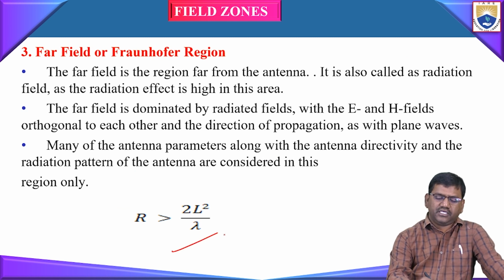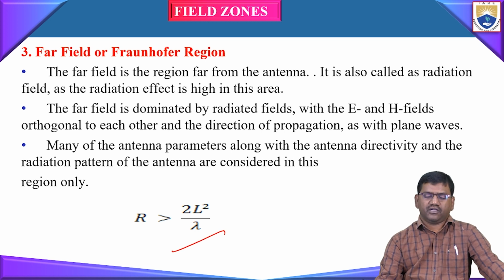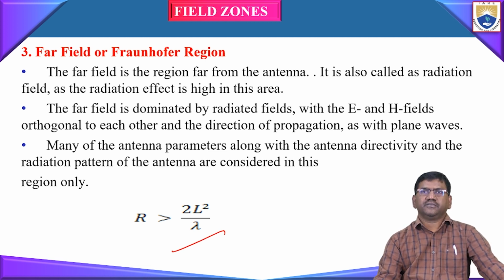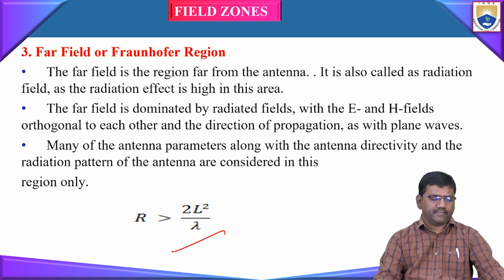And when R is greater than 2L square by lambda, we call that zone the far field zone or Fraunhofer zone. In this zone only, the electric and magnetic fields are perpendicular to each other and also orthogonal to the direction of propagation of the wave. The radiation pattern and the major lobes are clearly observed in this far field region only.